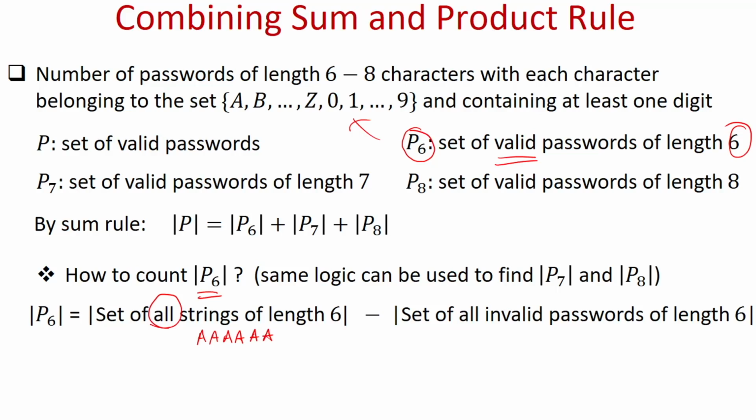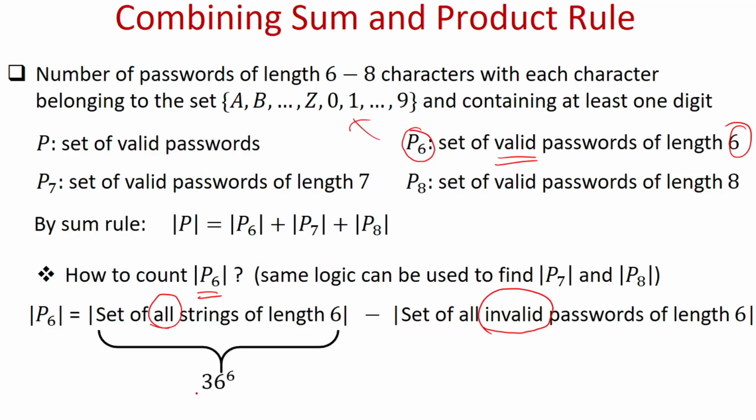Now from this set, I subtract the set of all invalid passwords of length 6, and by invalid passwords of length 6 I mean strings of length 6 which do not have any occurrence of a digit. Those will be the invalid passwords. So if I subtract those strings from this set, it's easy to see that I will get the cardinality of the set P6, right? So now, what's the cardinality of the set of all strings of length 6?